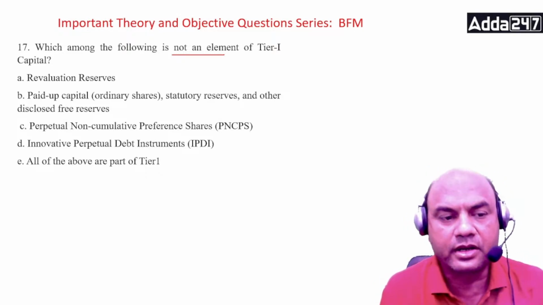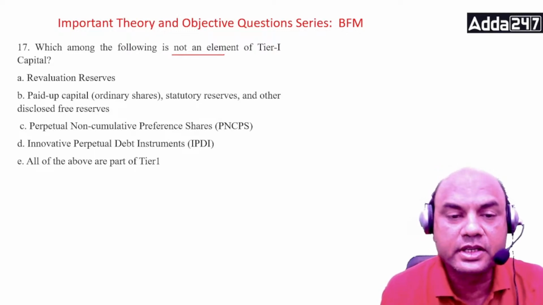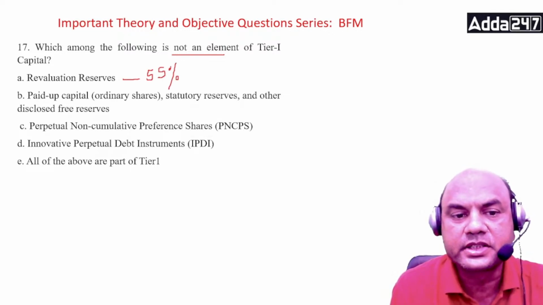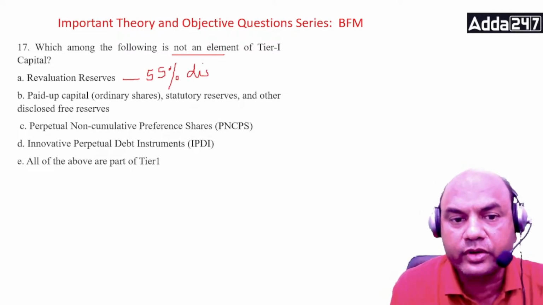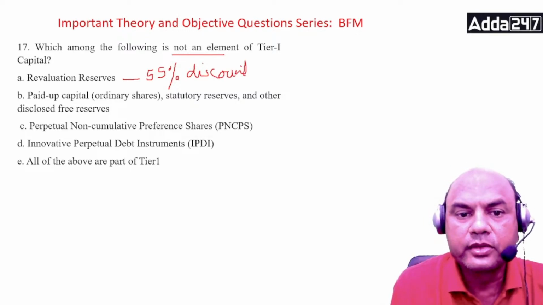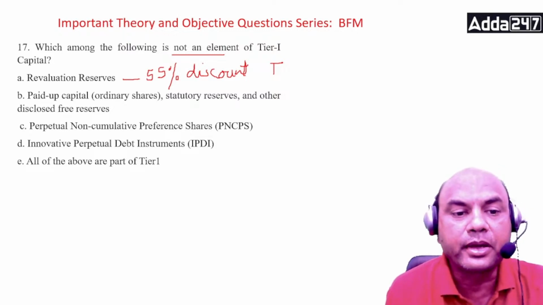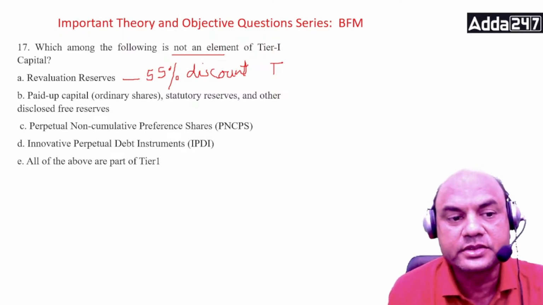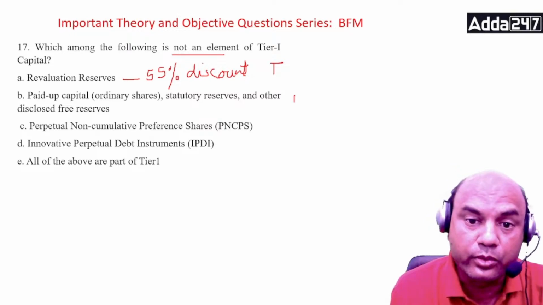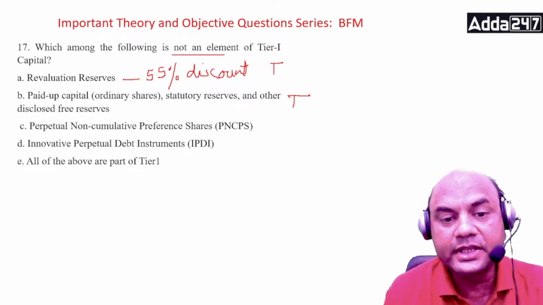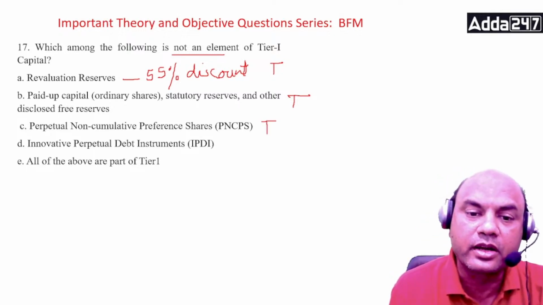So which of them is correct? Revaluation reserves. Always remember, revaluation reserves are taken at a 55% discount, so they are taken at 45%. These are part of tier 1. So this is true. Paid up capital, ordinary shares, statutory reserves, and other disclosed free reserves. True. These are also part of your tier 1. PNCP, these are also part of your tier 1. IPDI, these are also part of your tier 1.